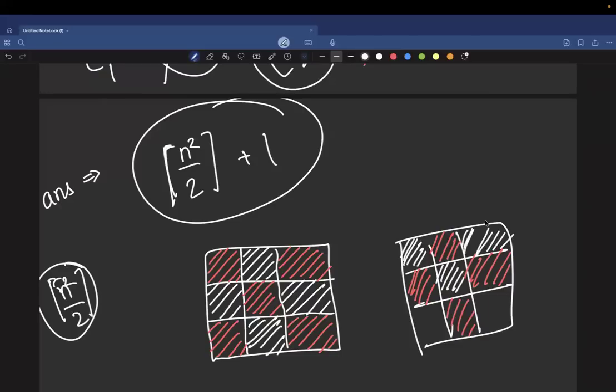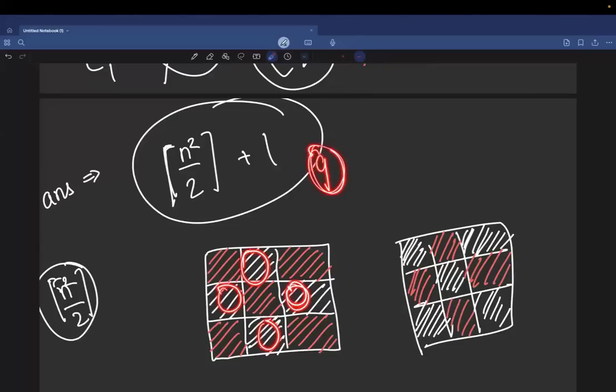Okay, so now you're asking, I understood nCr, but how do we get ceil? Okay, so you're asking why am I applying a ceil here, right? If you had 9 cells, half of them, like one less than, see, if you have 9, 9 by 2 is not an integer.